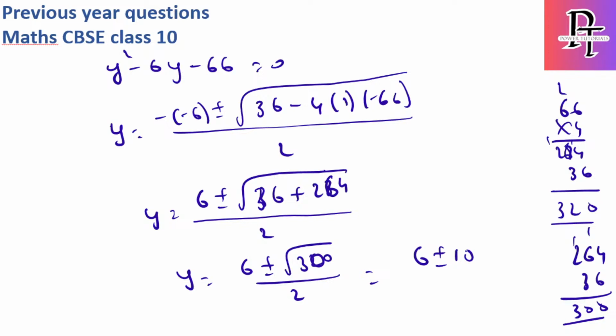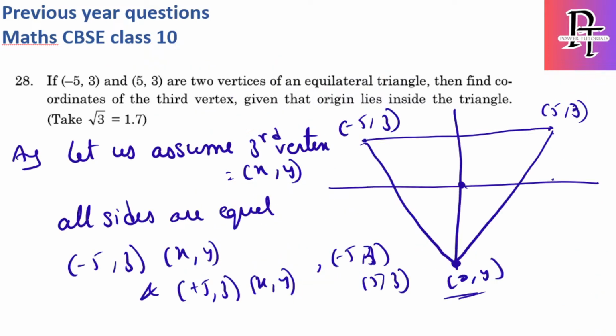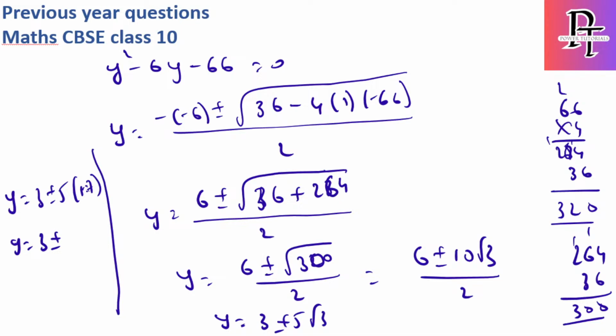Okay, so y value is equal to 3 plus or minus 5 root 3. Now substitute the root 3 value. Root 3, as I mentioned in the question, it is 1.7. So I'll write it here. Y is equal to 3 plus or minus 5 into 1.7. 7 5 is 35, 3, 5 1 is 5, 6 7 8. So y value will be minus 5.5, or y value will be 3 plus 8.5, which is 11.5.